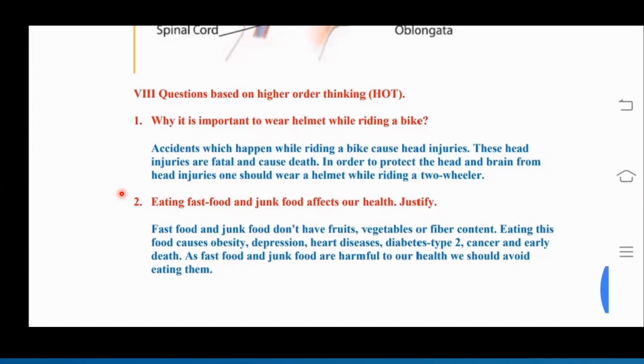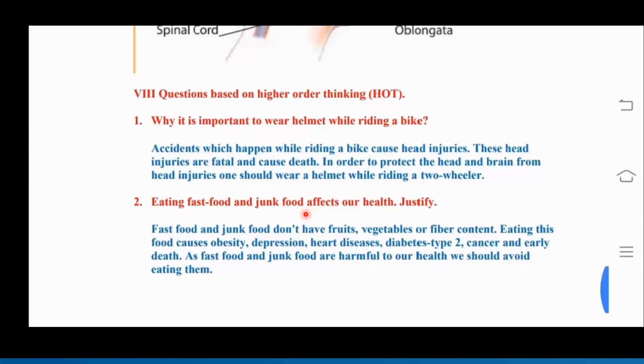And eating fast food and junk food affects our health. They are asking why fast food and junk food affect our health. Let's see why it affects. Fast food and junk food do not have fruits, vegetables, or fiber content. Eating this food causes heart diseases, type 2 diabetes, cancer, and early death. As fast food and junk food are harmful to our health, we should avoid eating them.